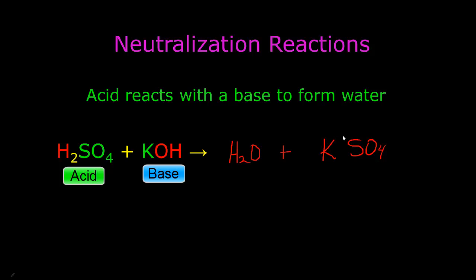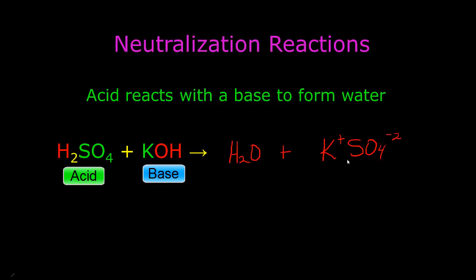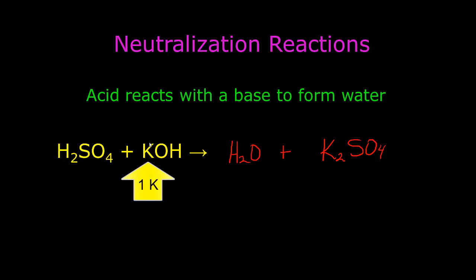So our K is in group 1, so it has a +1 charge, and our SO4 has a -2 charge because it is a polyatomic. This 2 is going to go down by the K, and then I'm going to erase my 2. And this 1 goes down by the SO4, but we never put 1s, and I'm going to erase my plus sign. Now we need to balance this, and we always balance our metals first. So our only metal in this reaction is potassium. We have 1 potassium over here on the product side, and we have 2 potassiums on the reactant side. So I need to add another potassium over here, so I'm going to put a 2 in the front.